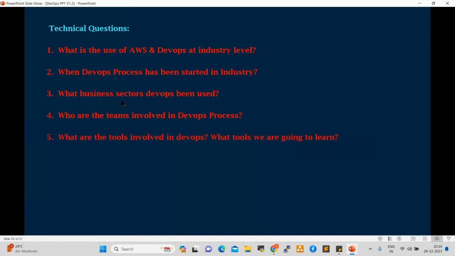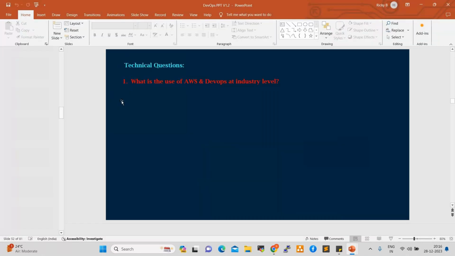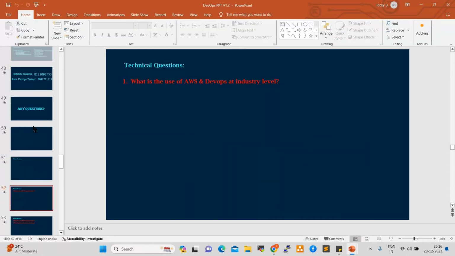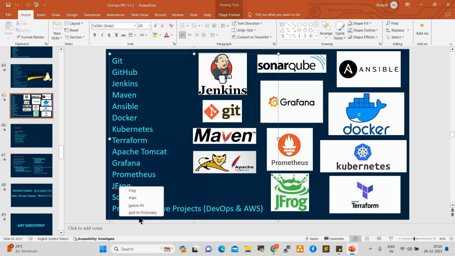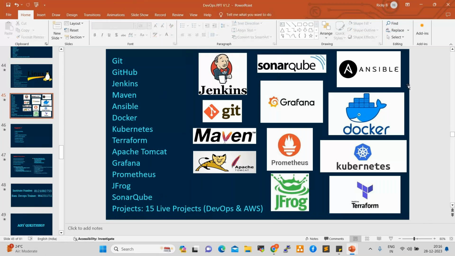Next one, what are the tools involved in DevOps? Which tools are we going to learn? We already discussed which tools we are going to learn in our course. I'll show you one more time. These are the tools we are going to learn in our course. See here: Git, GitHub, Jenkins, Maven, Ansible, Docker, Kubernetes, Terraform, Apache Tomcat, Grafana, Prometheus, JFrog, SonarQube, right?